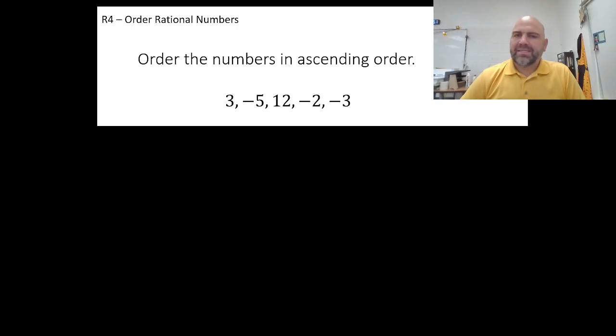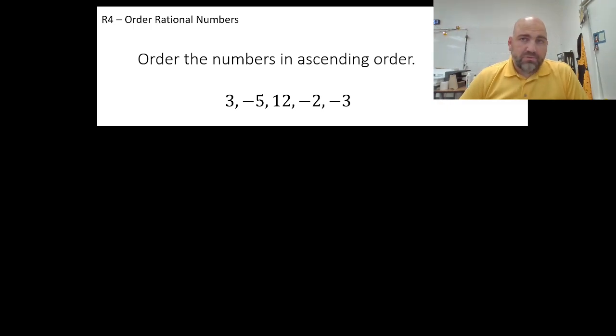Now you'll see that word ascending, and we could see one of two words. We could see either ascending or descending. Ascending means we're going from smallest to biggest. Now when negatives are involved, that's going to mean the farthest negative is the smallest number. And then going into positives, the bigger the number, the bigger it is. So it's going to be our last number.